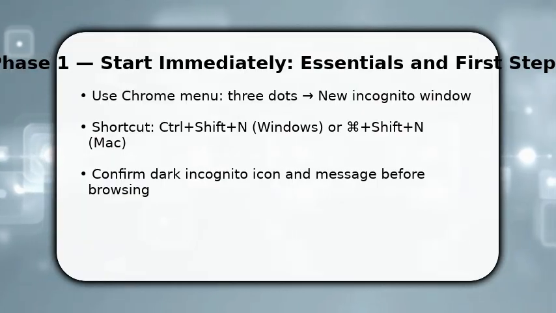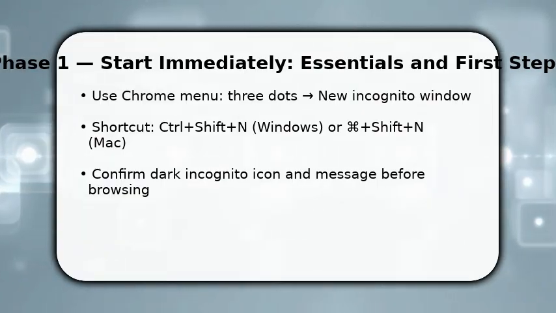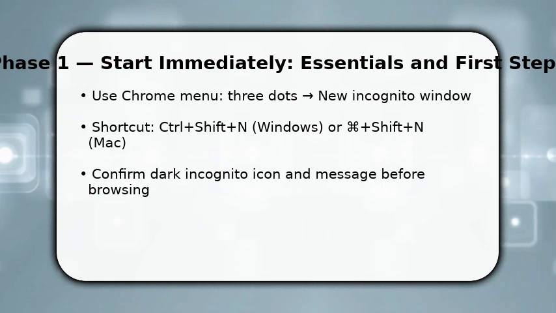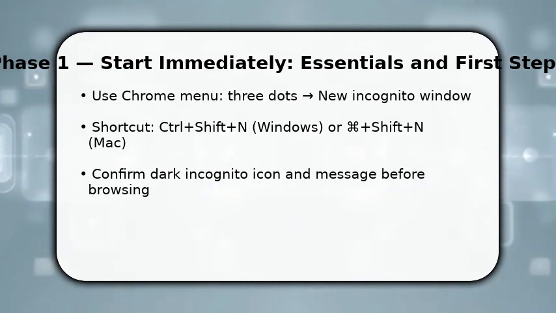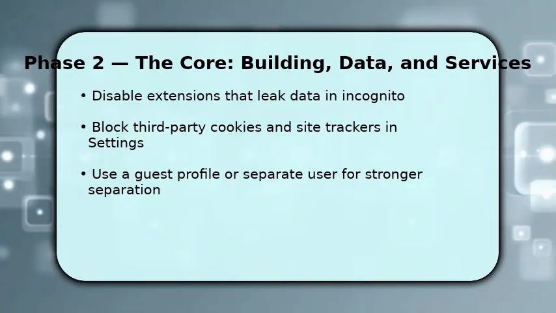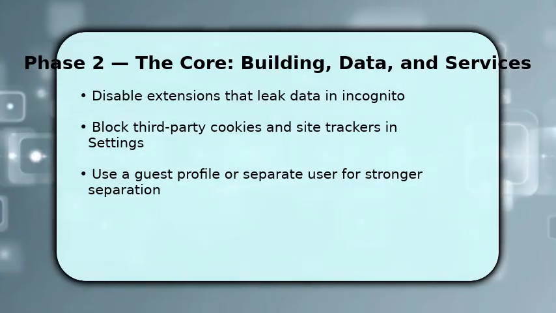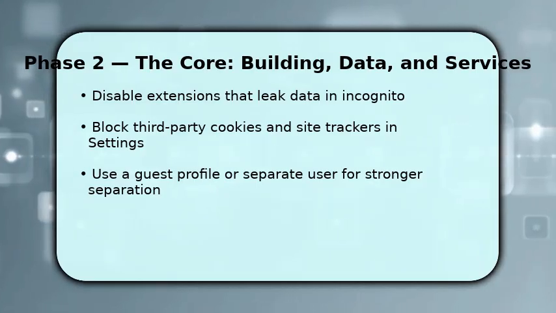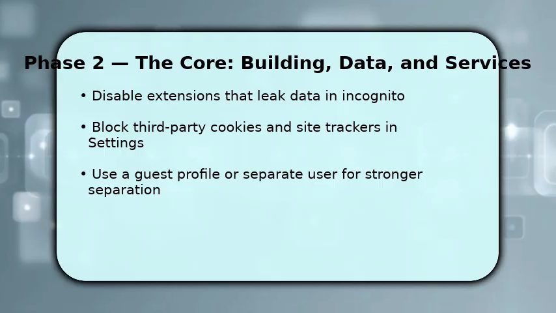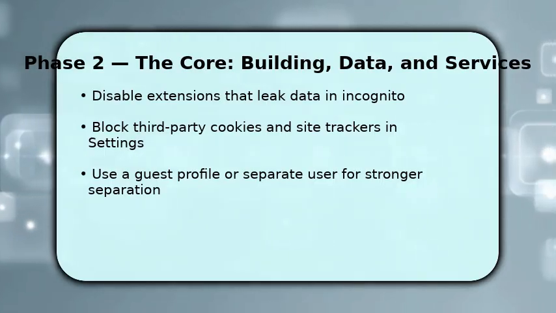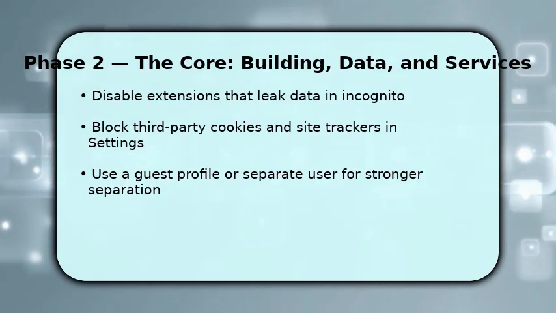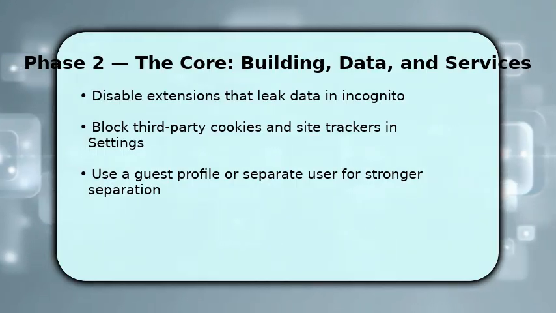You should also sign out of accounts you don't want tied to the session, because logging in will link activity to those services. Once the window is open, control what can still track you. Disable extensions that are allowed in Incognito, because some can log activity even there. Go to Settings, then Privacy and Security, to block third-party cookies and to clear site data when you close windows. This reduces persistent tracking.